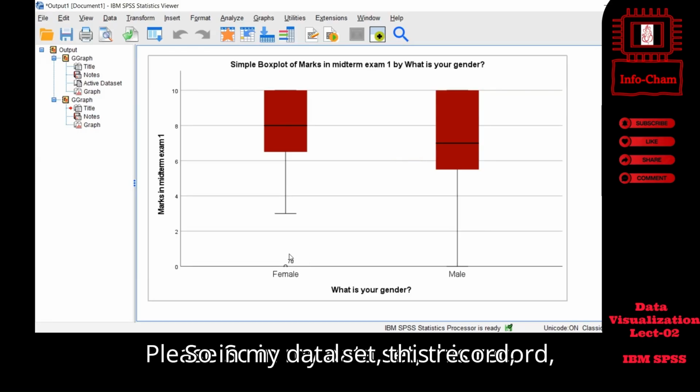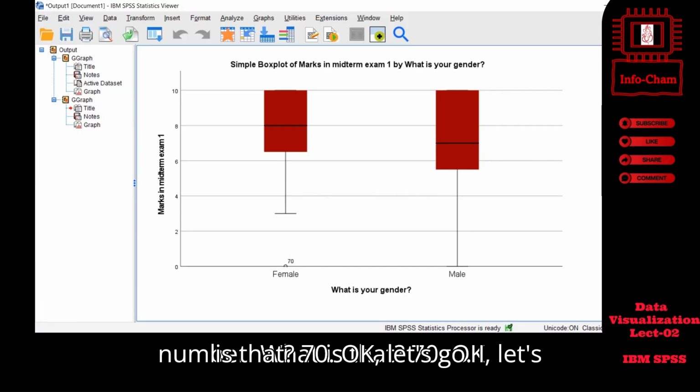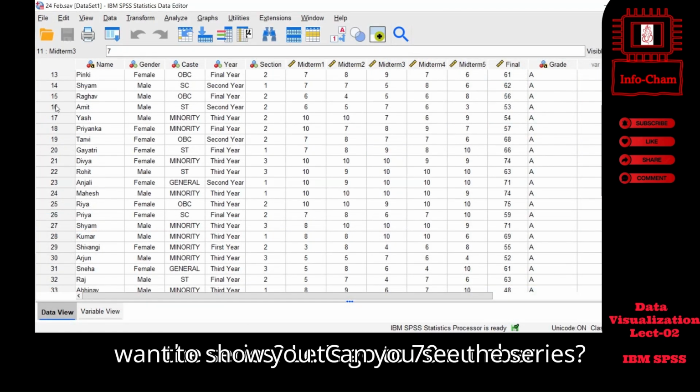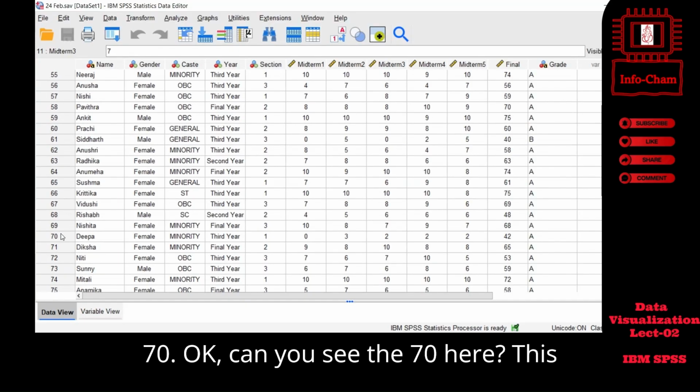So in my data set, this is a record number. This is the row number. Let's go to the row number. I want to show you here. Can you see the series? Let's go to number 70. Okay, can you see the 70 here?